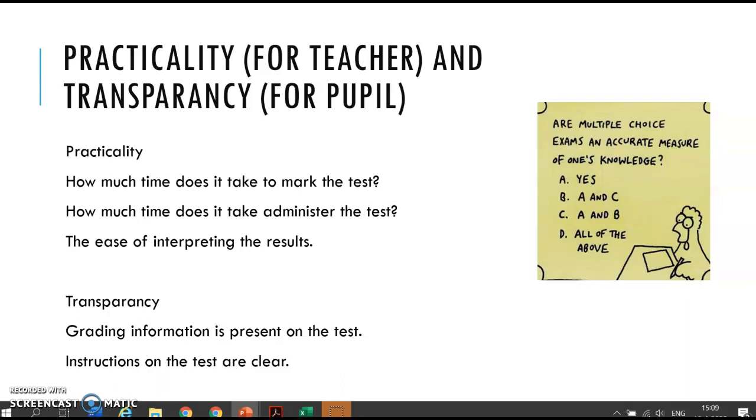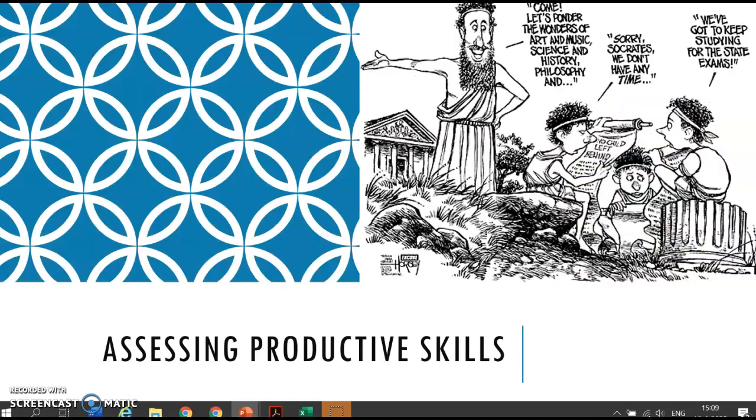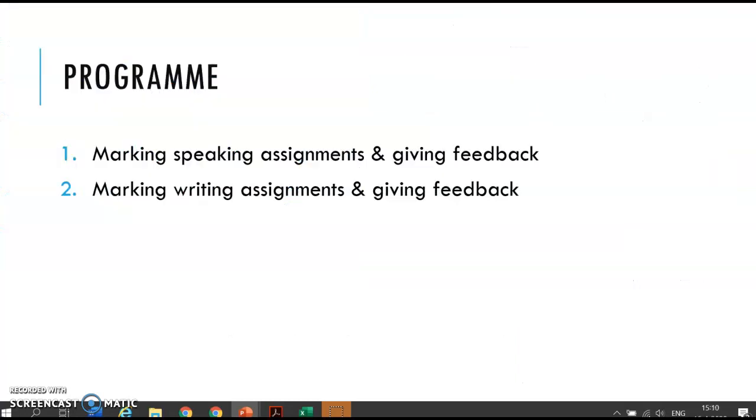We're going to give you a few examples of how to do this for both speaking and writing, because we're discussing mostly assessing productive skills today. And the productive skills, as you know, are speaking assignments and writing assignments. So marking these and giving feedback can be a little bit tricky. So let's discuss.